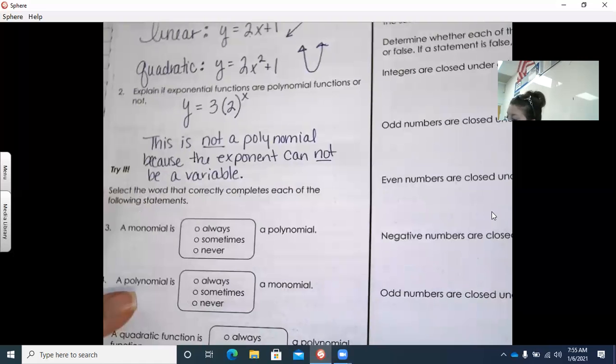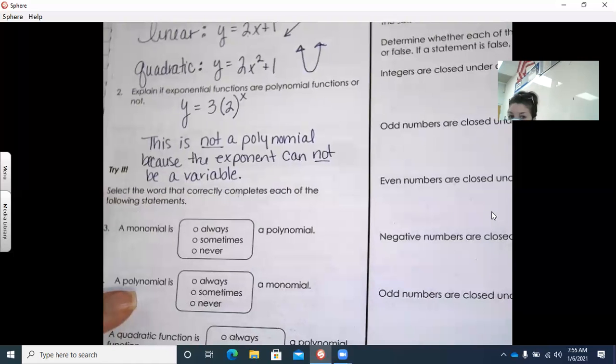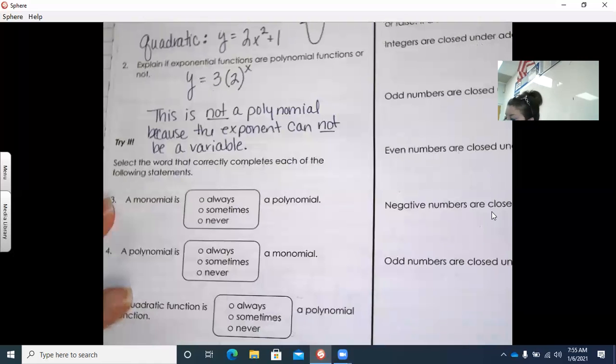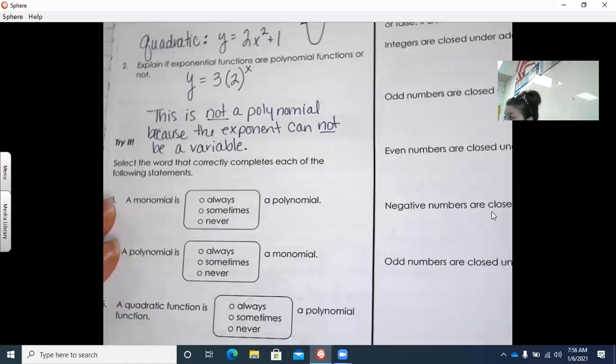Select the word that correctly completes each of the following statements. A monomial is always, sometimes, or never a polynomial. What do you think?